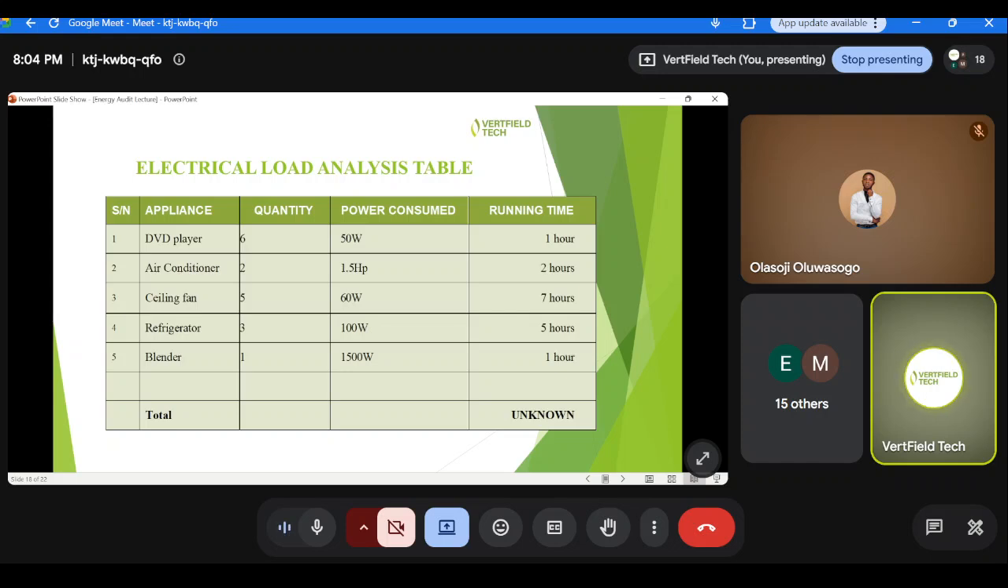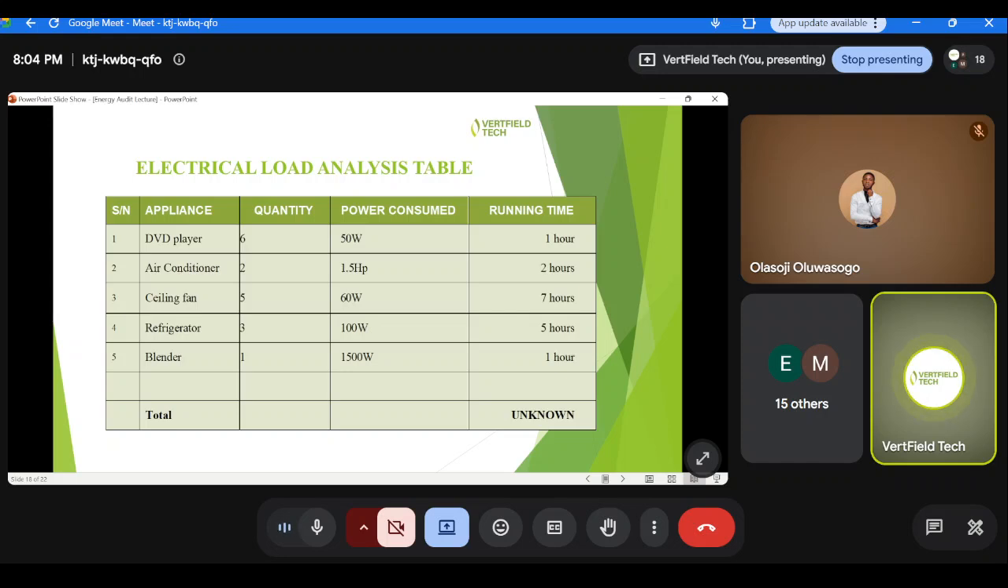The quantity of appliance multiplied by the power consumed multiplied by the running time gives you the energy consumed, or energy consumption, of these appliances. So there is also a technique we will be using to run that design.